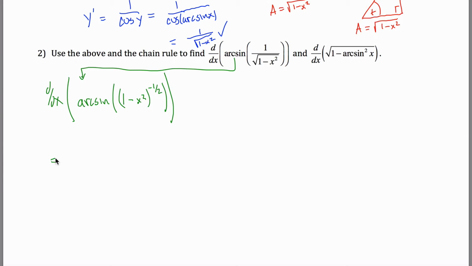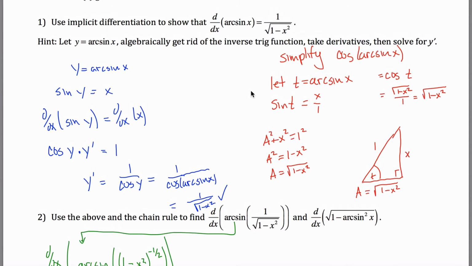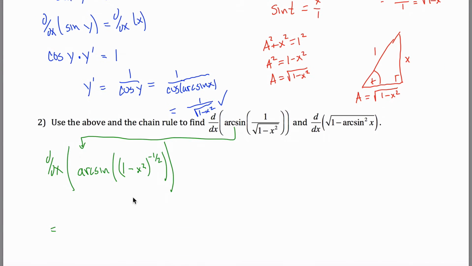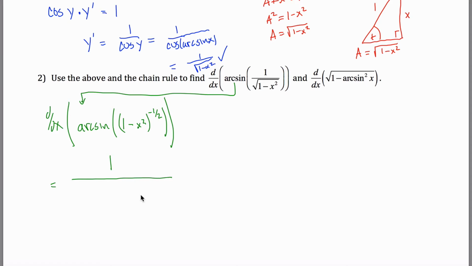So now what I'm going to do is I'm going to take the derivative. I'm going to do the chain rule. My outermost function is the arcsine. I know that the derivative of arcsine of x is 1 over the square root of 1 minus x squared. So the derivative of arcsine of all this stuff is going to be 1 divided by the square root of 1 minus all this stuff squared. And the stuff in this case is what's inside these parentheses, which is 1 minus x squared to the negative 1/2 power. But then I'm not done. I have to multiply that by the derivative of the stuff on the inside.